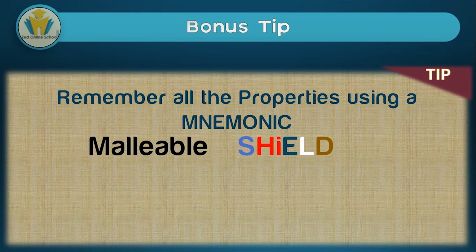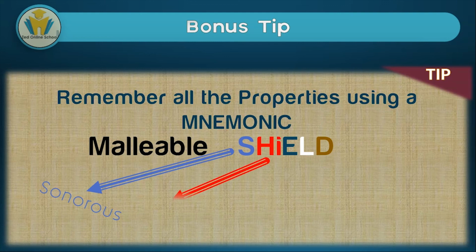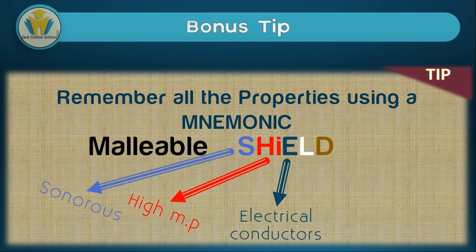Malleable is that property of the metal being able to be hammered into different shapes without cracking. Then S is for sonorous, HI is for high melting point, E is for electrical conductivity, or simply metals are good electrical conductors. L is for metals being lustrous, meaning them being shiny, and D is for metals being ductile.